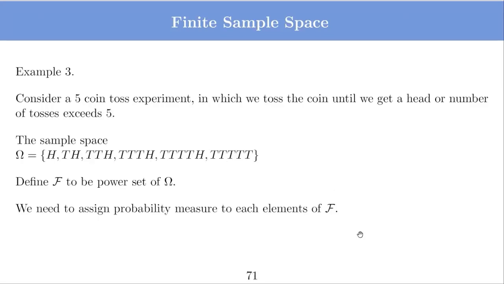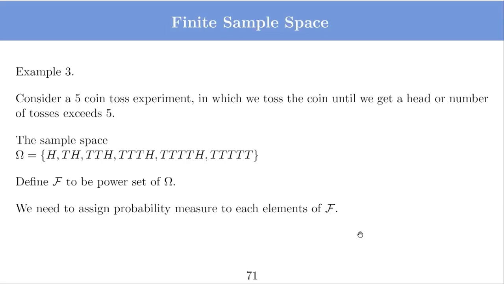Okay, so let's take one more example. In this case, it is clear that if we define the probability of all singleton type events, then defining the rest would be easier. Just to see it clearly, let us take a bigger example, because these two examples were very small. So let's take an example where we flip a coin 5 times, and we do it until we get a head or the number of tosses exceeds 5. If we do not get a head, even after 5 coin tosses, we just stop.